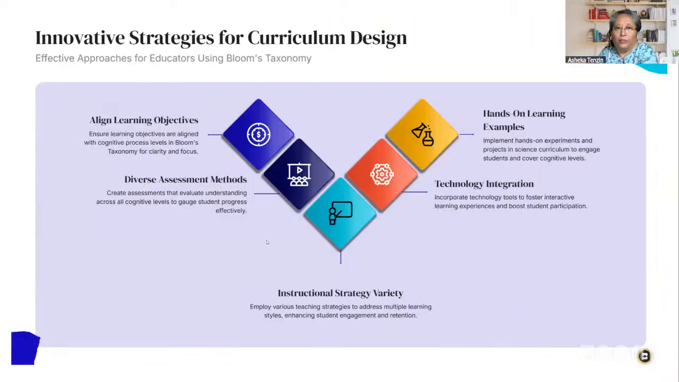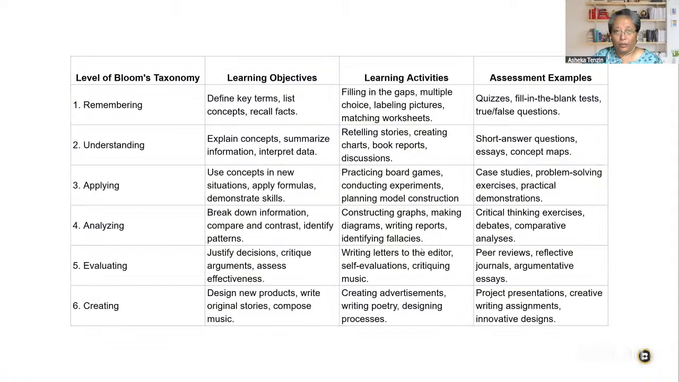So now, what will you use Bloom's taxonomy, the revised Bloom's taxonomy for? You can use it for aligning your learning objectives, writing your learning objectives. You can use it for creating hands-on experiments and projects, okay? The learning experiences that you want to have, activities that you want to do, and you can create assessment tasks. You can create assessments using this Bloom's taxonomy. Okay.